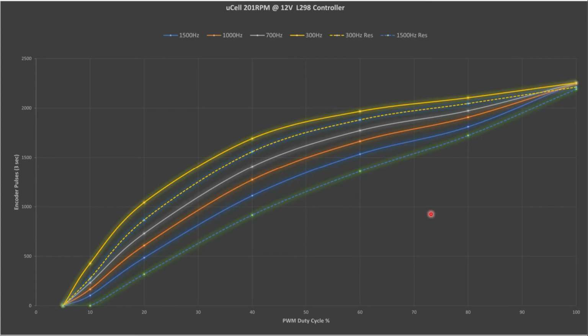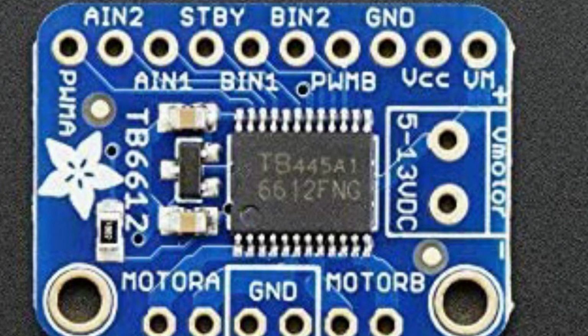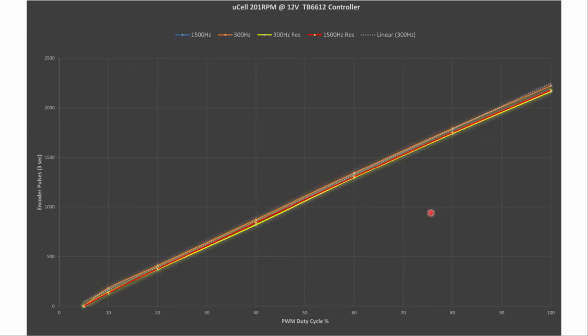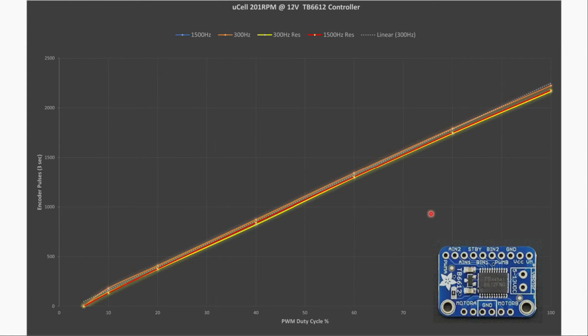So the next test I did is I swapped out the controllers. I changed from using an L298 controller to using a TB6612 controller, which is a pure MOSFET driven controller, doesn't have any discrete transistors involved. You see here the result is a lot more linear curve.